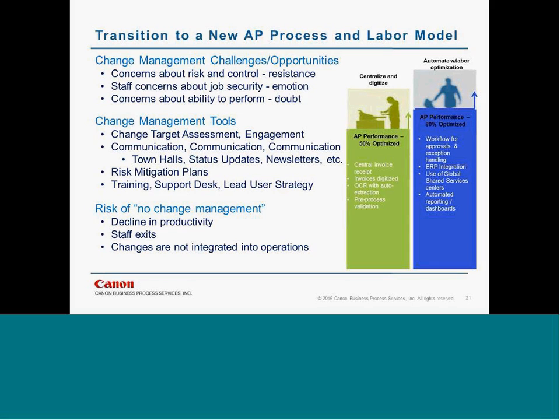The risks of not having a strategy around this: decline in activity can be exaggerated from what the standard expectation would be, and there can be staff exits. So some of these things are inevitable. The important thing is that you want to be prepared for them and have an action plan to address them.